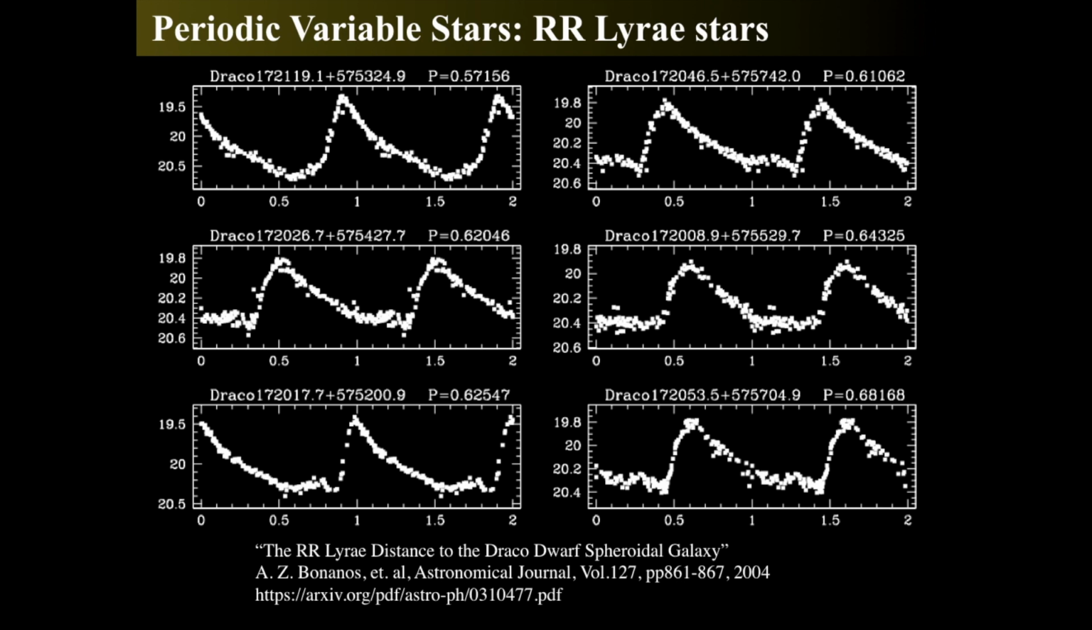And why they're called RR Lyrae type stars is because if you find something with this kind of variation, it's called an RR Lyrae star. So we attribute a distance-independent property to the variability. There's a variability that seems to be characteristic of some class of objects, and we call them RR Lyrae stars. So maybe there's something that we can use with this.